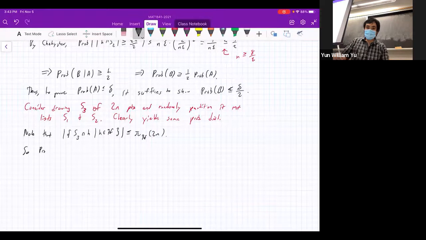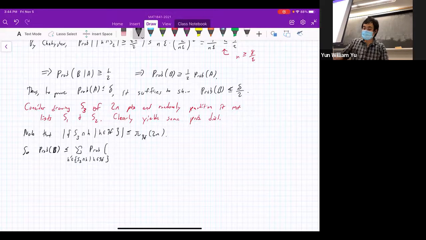So we know that the probability of B is going to be less than or equal to the sum over, let's call this H prime in S3 intersect H given H in the concept class, of the probability that S1 intersect H prime is equal to 0, so the size of the intersection is 0, they don't intersect, and S2 intersect H prime is greater than or equal to epsilon 2 over n.